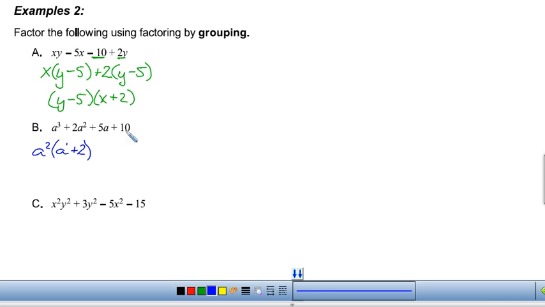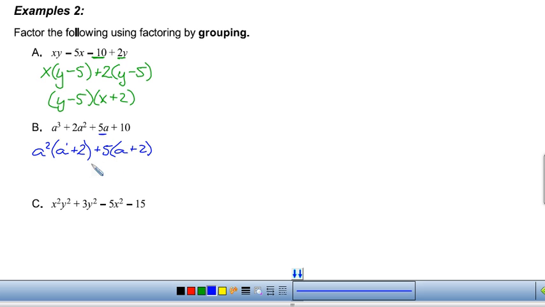Now look at my next pair, and I'm wanting to get a plus 2. Which one will I get the a out of? This one. What should I divide by to get a? A positive 5. And when I divide this by positive 5, I get 1a. When I divide this by positive 5, I get 2. Make sure that you choose something to divide by, even if it was 1, but in this case 5 was the best choice.